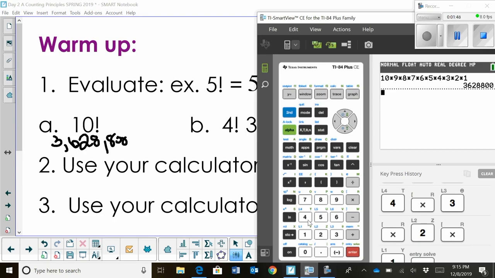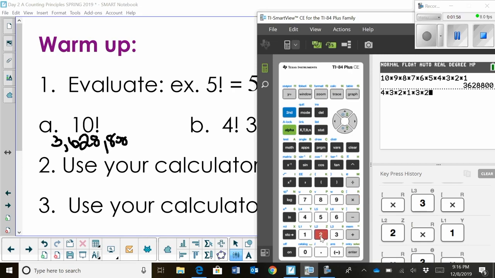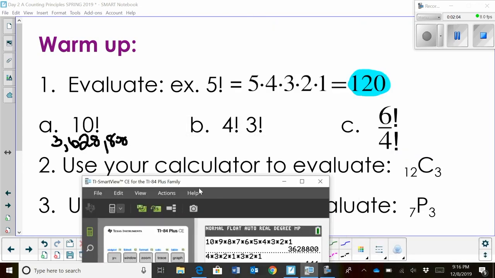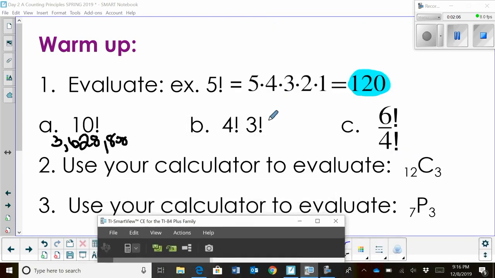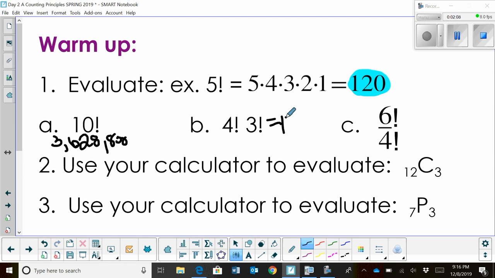Okay, so let's take 4 factorial times 3 factorial. That would be 4 times 3 times 2, and of course times 1 won't change it. Then times 3 times 2 times 1, and that gives us 144. So I hope you're following along with how to do this.